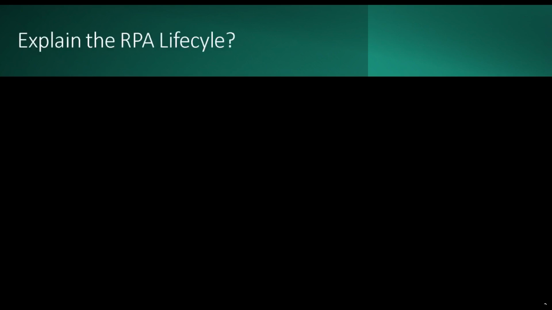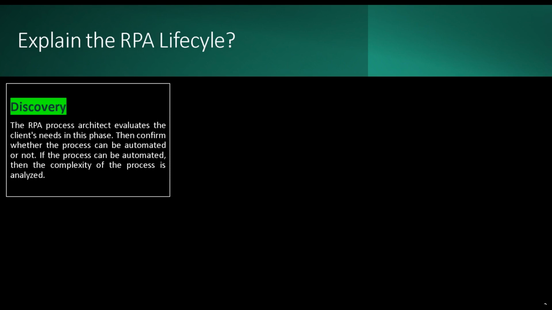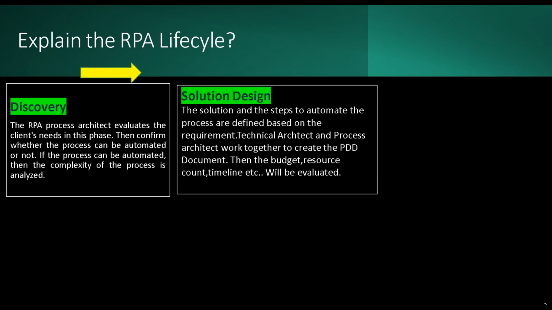Explain the RPA lifecycle. So the first step is discovery. What is discovery? The RPA process architect evaluates the client's needs in this phase, then confirms whether the process can be automated or not. If this process can be automated, then the complexity of the process is analyzed during the discovery phase. So let's go to the next phase, that is solution design.